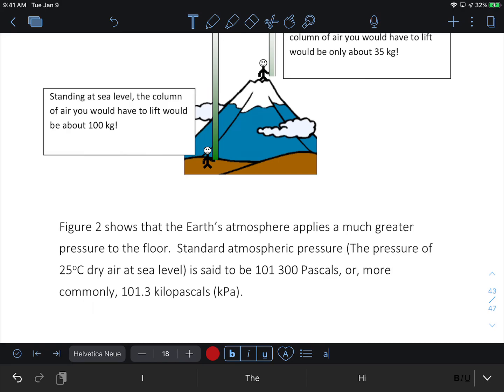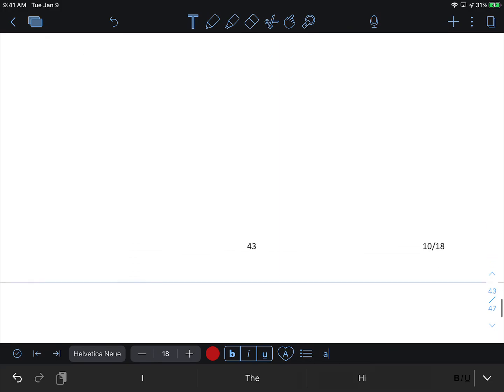Standard atmospheric pressure, the pressure of 25 degree dry air, is about 101,300 pascals, or more commonly 101.3 kilopascals. This is a unit that is used very often in calculations later on in your science career. So memorizing 101.3 kilopascals is not the worst idea. It's a pretty valuable unit. It is standard pressure at sea level in dry air.